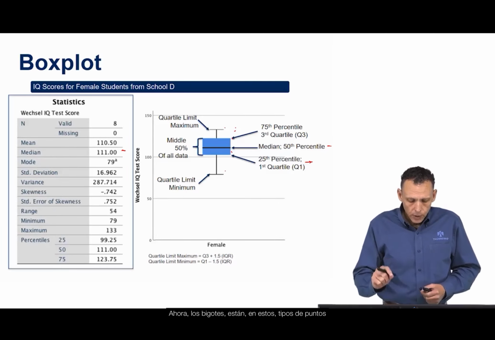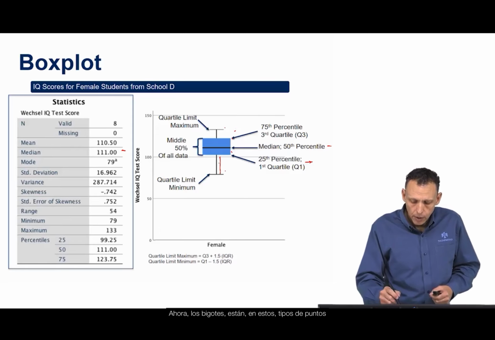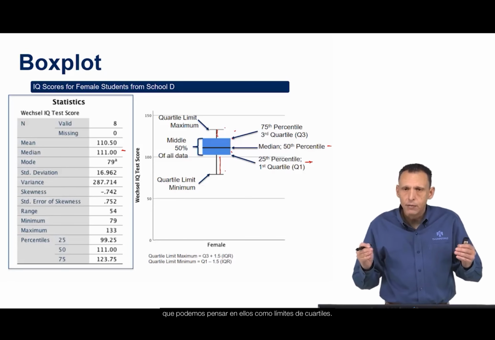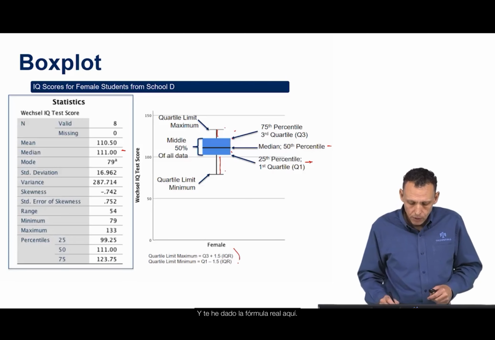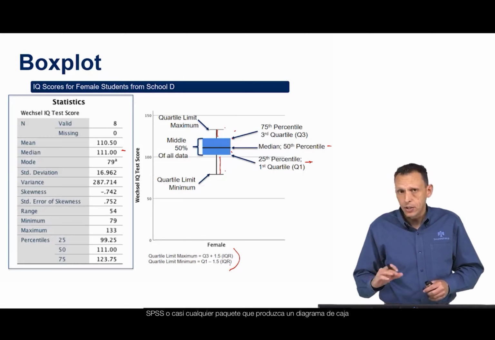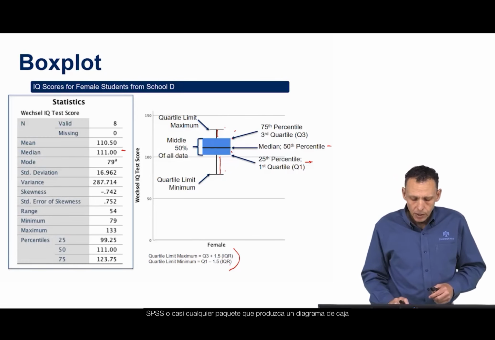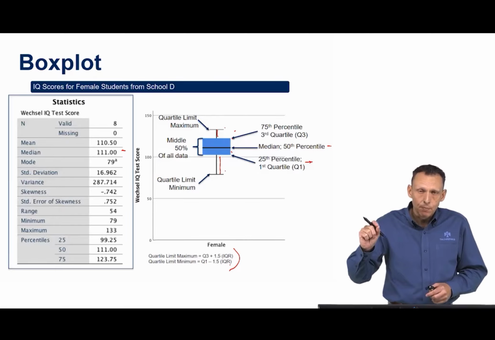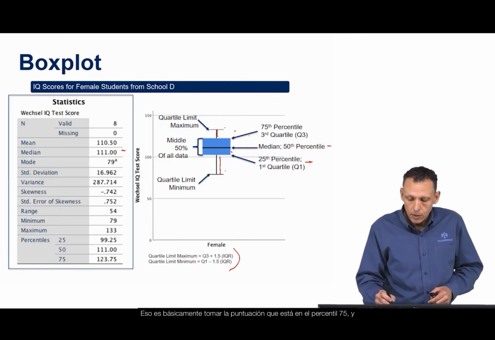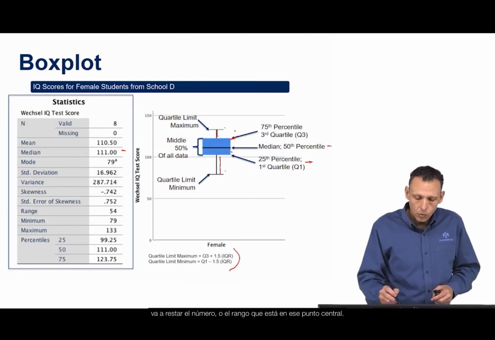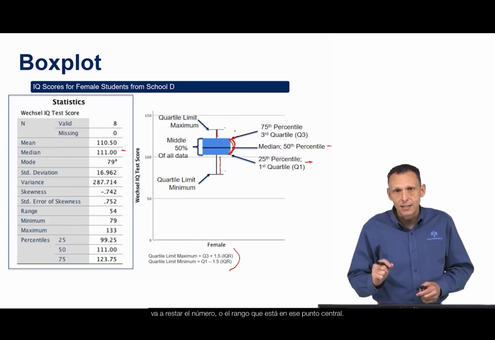Now, the whiskers are at points that we can think of as quartile limits, and I've given you the actual formula here. SPSS, or almost any package producing a box plot, calculates the quartile limit, minimum and maximum. That's basically taking the score at the 75th percentile and subtracting the range that's in that center point.